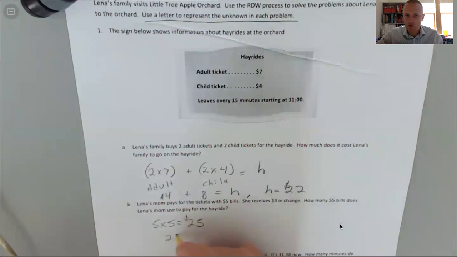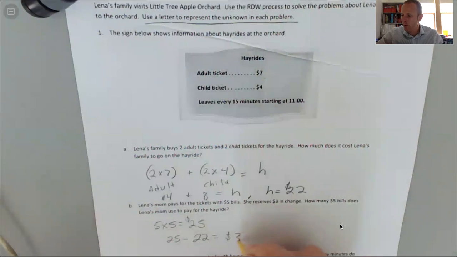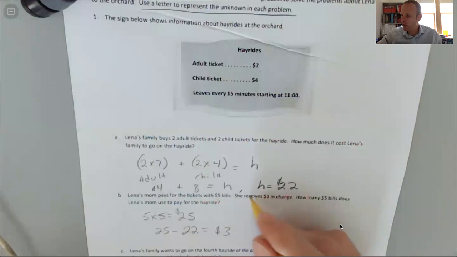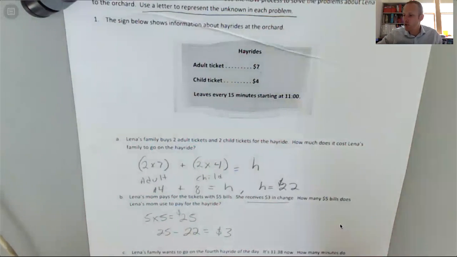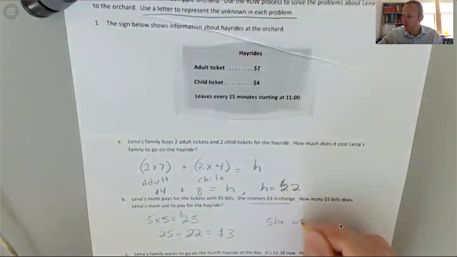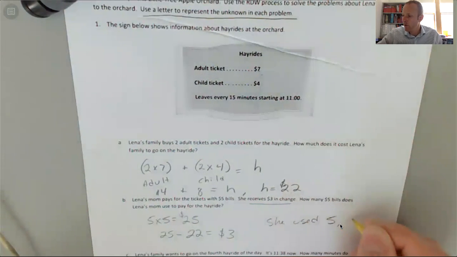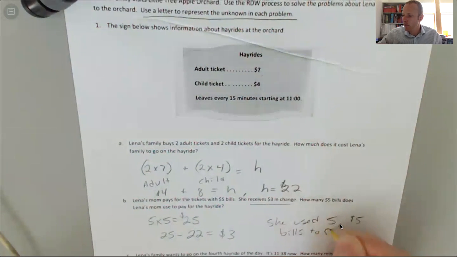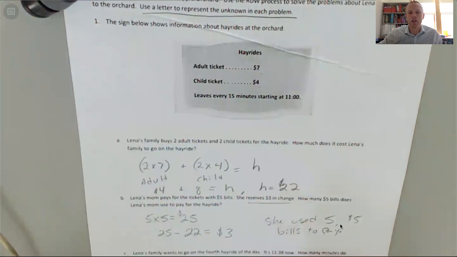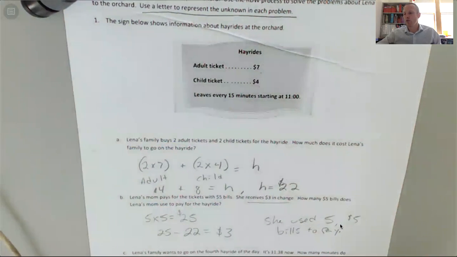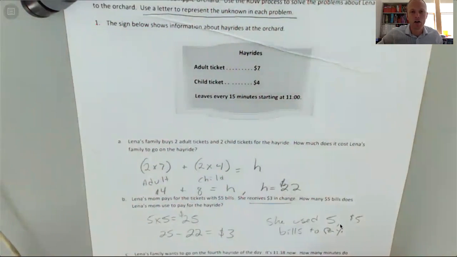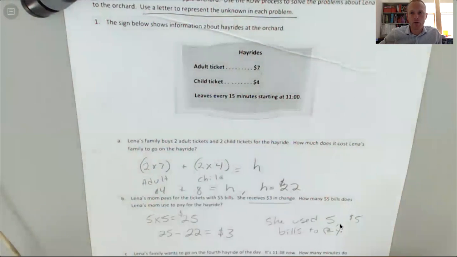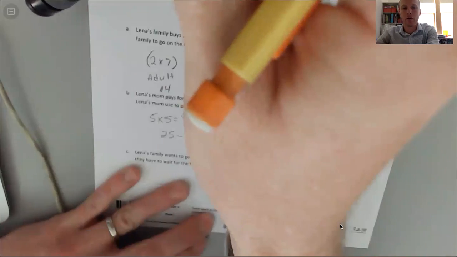25 minus 22 equals 3. And is that what they said she got? Yes, it is. So she used 5 $5 bills to pay. That's a complete answer that way. You also, if you needed to, could draw out an array, or you could draw the $5 bills and then count that way too. But at this point, a lot of you are just going to do that work in your head.